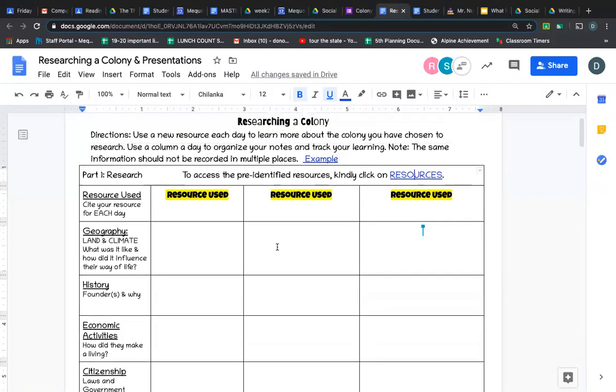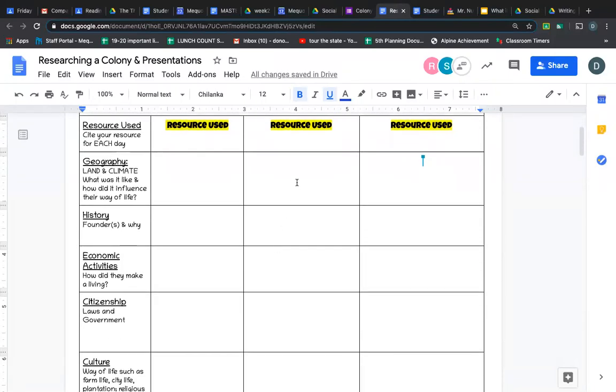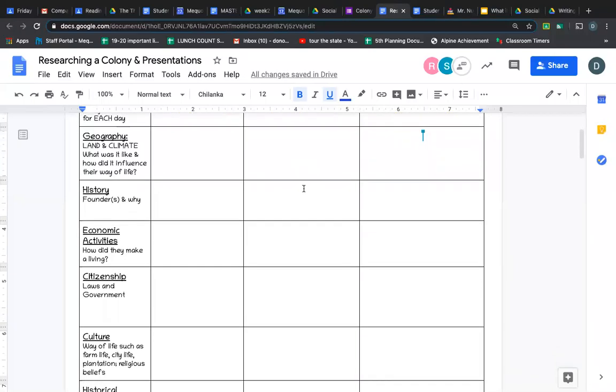Meaning if I used a resource and I found out that the land had glaciers that pulled away all of the soil and that was not good for farming, I would put that on geography and land and climate for one. And I used another resource and found that area had a very short growing season. I would put that on my other row for land and climate. And you're understanding that we're not going to duplicate from our resources. Under each category, you're going to need to have 2 describing details.